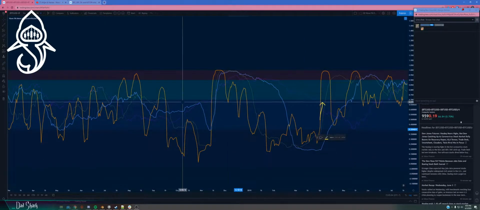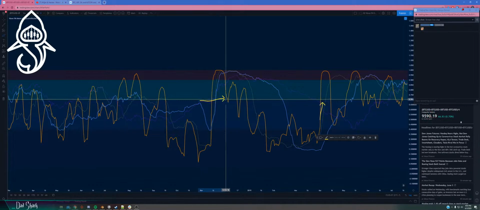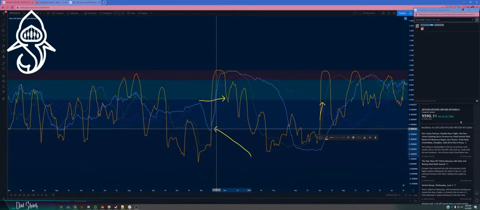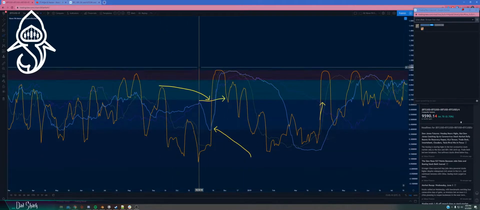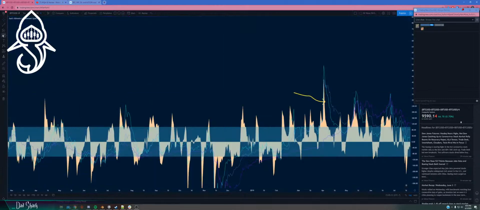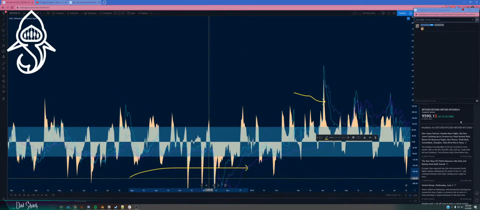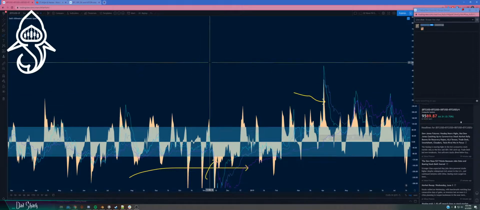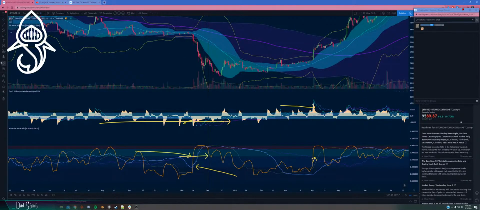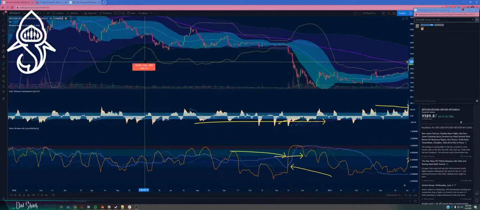Every period below 0.7. 14 crosses the 100 up above the 0.7. CCI is weighted negatively here. Every period is below the negative 100 value. What happens? Price falls over 50%. Goodness.